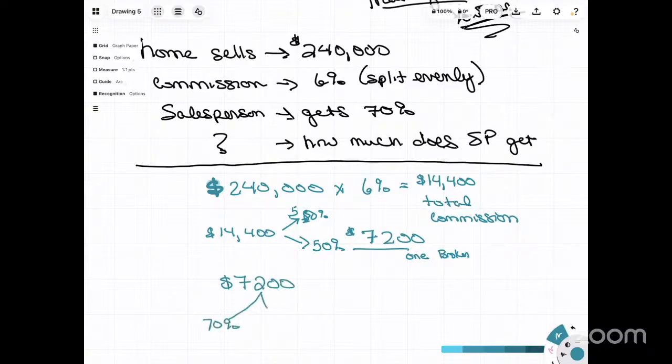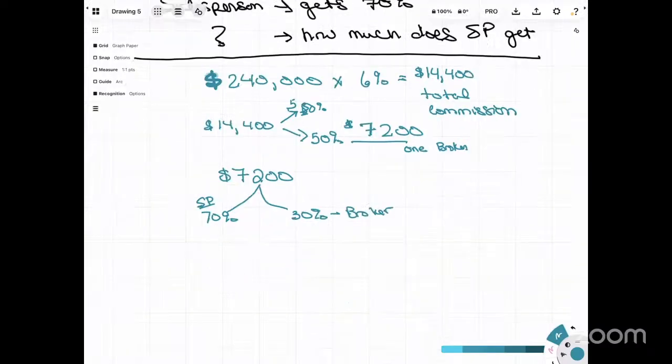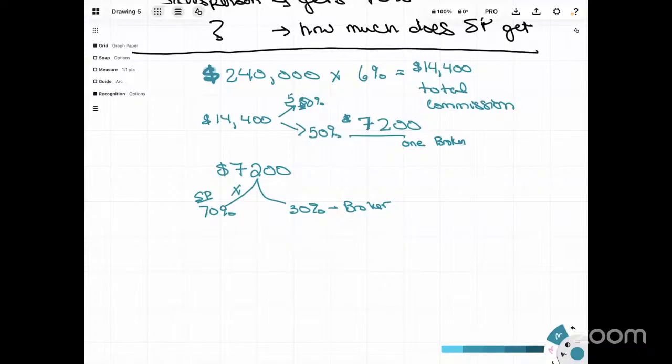their broker's side here. So 70% of 7,200 is what? How much is 70% of 7,200? So we can just multiply 7,200 times 70%. 5,040. Whoop, whoop. That is our final answer.